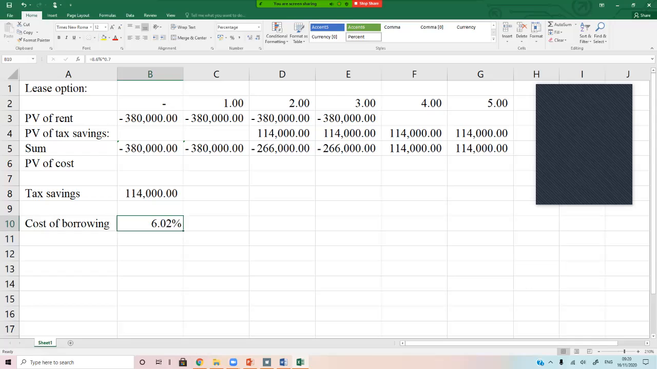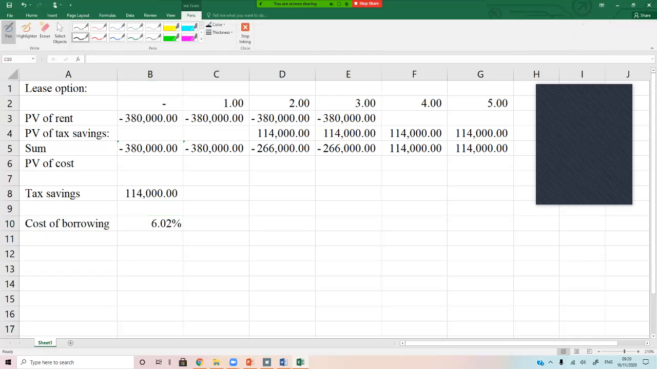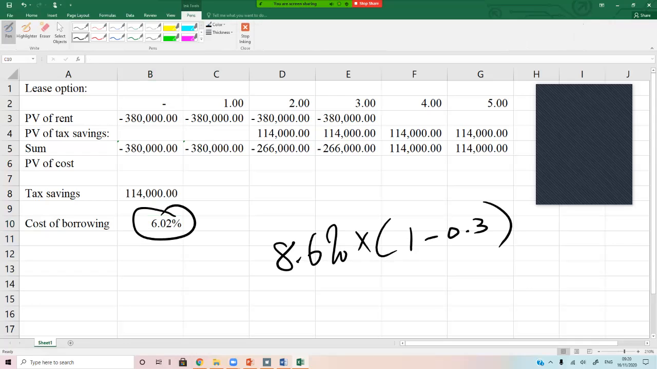Sir, could you please repeat the formula? The formula is simply 8.6% times 1 minus t. So let me just write it down. Don't forget, simply 8.6% times 1 minus tax rate, to give us 6.02. Clear?